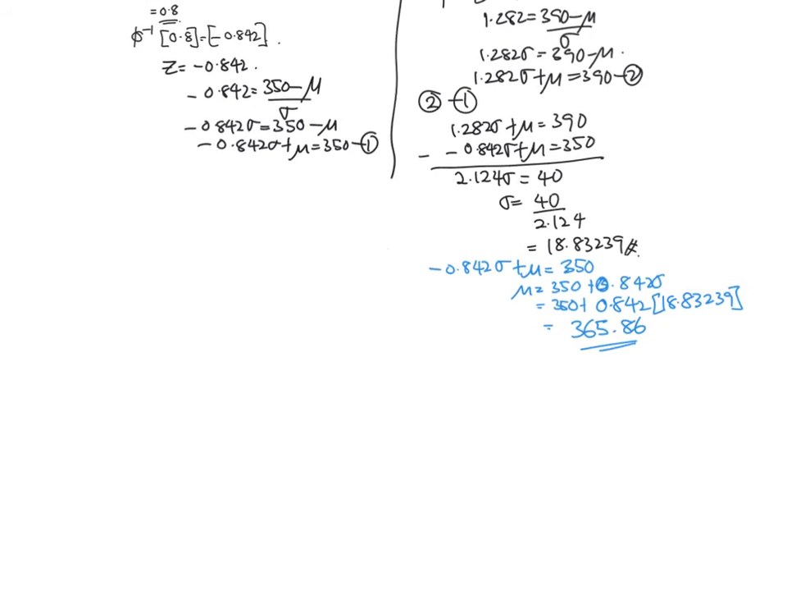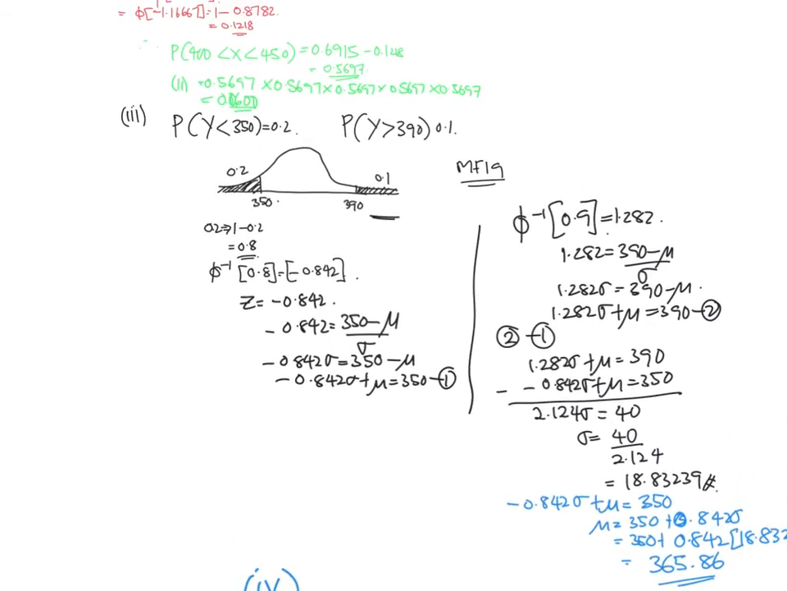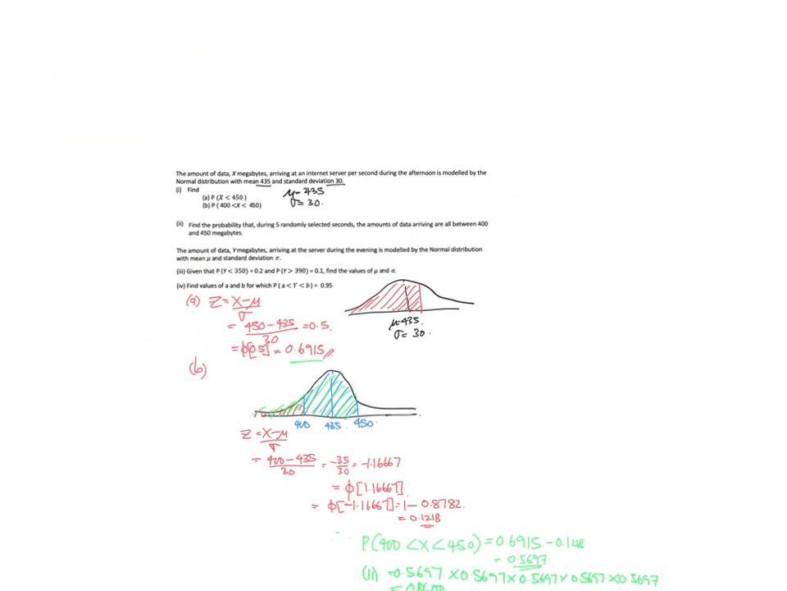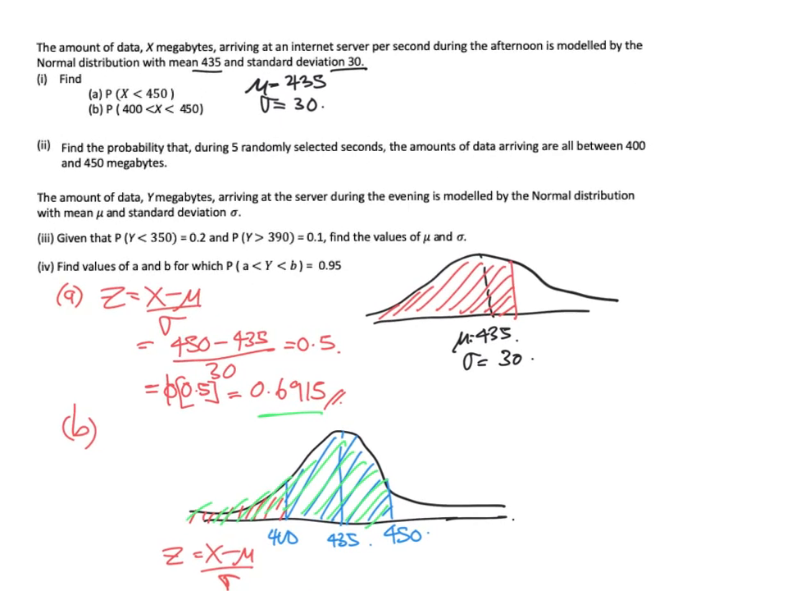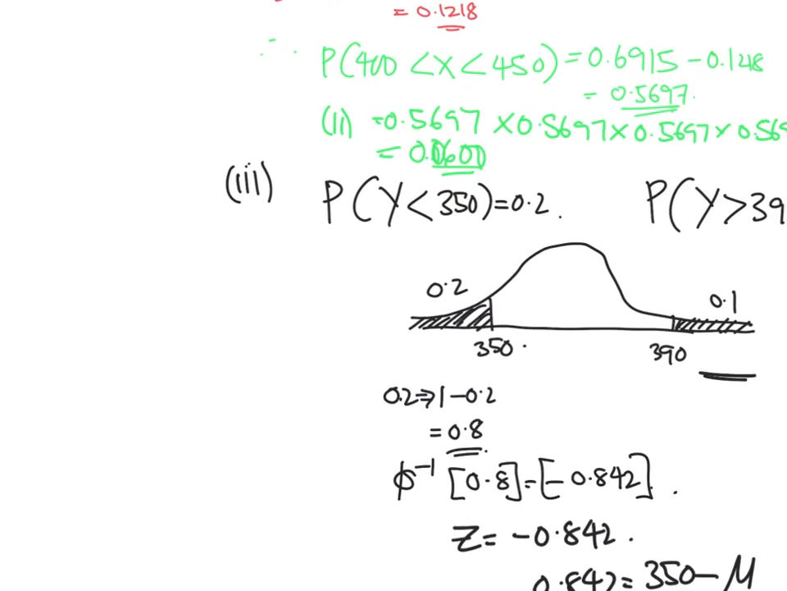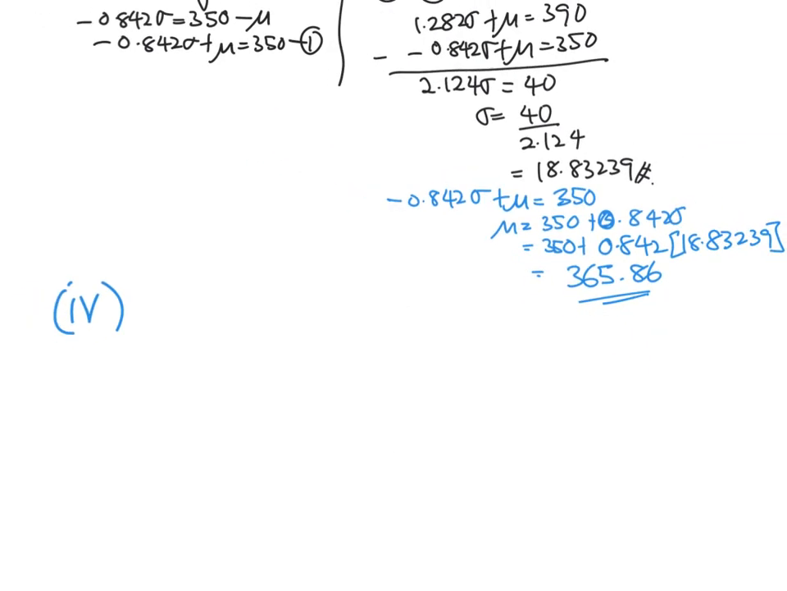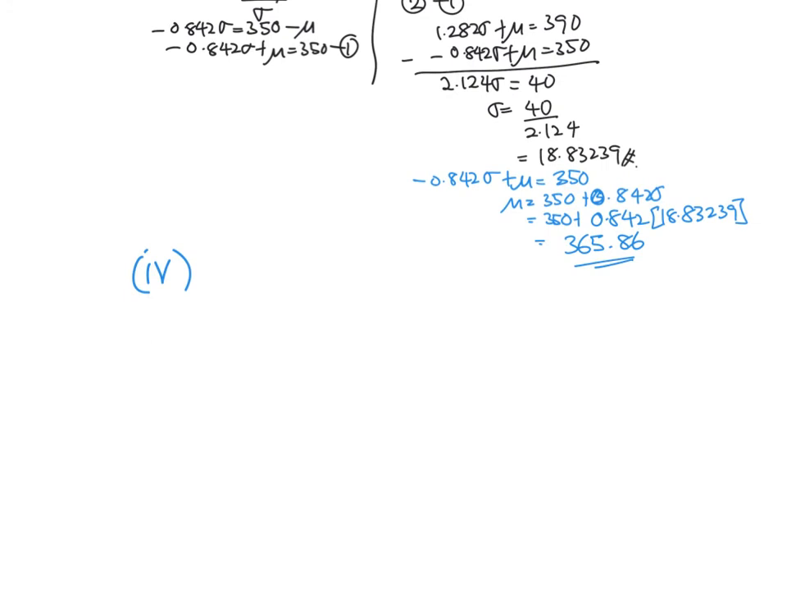Next, part 4. The question for part 4 is: find values of A and B, between A and B, for which the probability is about 95% or 0.95. So we already have our values here for mu and sigma, or mean and standard deviation. So use those values to find A and B.